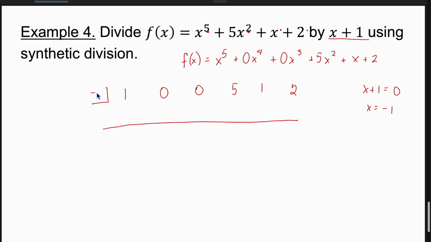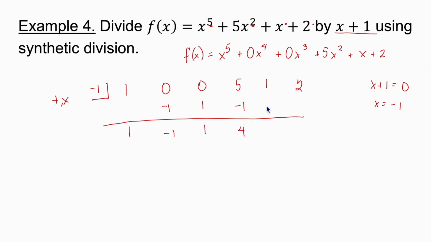Okay, so we now have 1 plus 0, 1. 1 times negative 1 is negative 1. 0 plus negative 1 is negative 1. Negative 1 times negative 1 is 1. 0 plus 1 is 1. 1 times negative 1 is negative 1. 5 plus negative 1 is 4. 4 times negative 1 is negative 4. Then we have negative 3. Then we have 3. So we have remainder na 5.